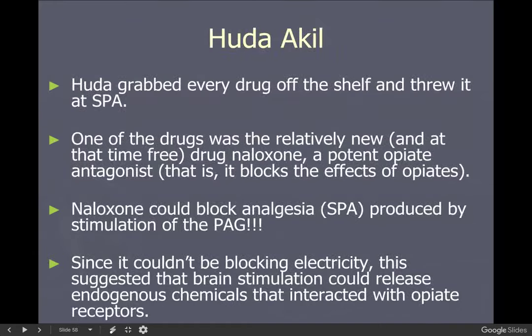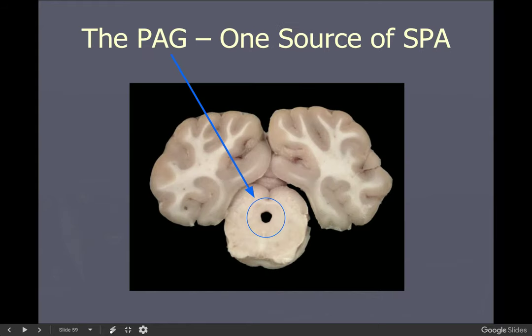Okay, the plot thickens. Huda Keel was John Liebeskind's student too. She literally took every drug they had on the shelf, and she gave them naloxone, a potent opiate antagonist. It could block the analgesia from electrical stimulation of the PAG. So it can't be blocking electricity. It must be blocking some chemical released by the electricity. So Huda did that. And here's a picture I took.